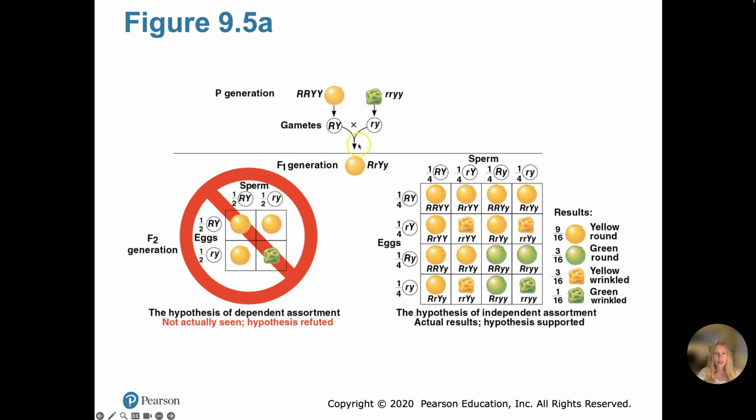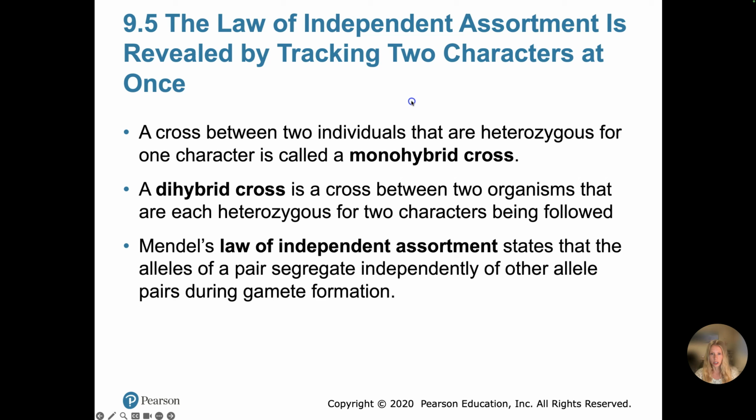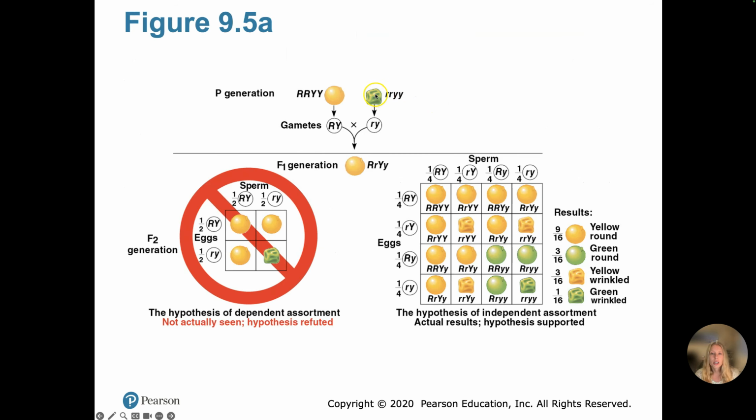I'm going to talk through this one a little bit more too. So again, we have the P generation up here. The yellow smooth seed is homozygous dominant for both color and for smooth or wrinkly. In this case, we'll say that R is the color and Y is texture. So capital R is yellow, capital Y is smooth. Over here on the green one, lowercase r is green, and then lowercase y is wrinkly. Both individuals in the P generation are homozygous, dominant on the left, recessive on the right.